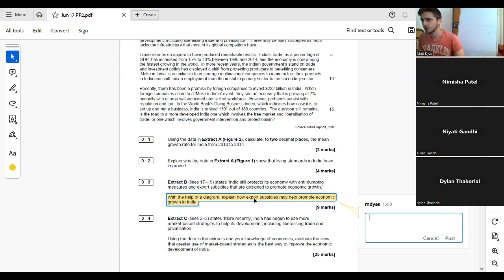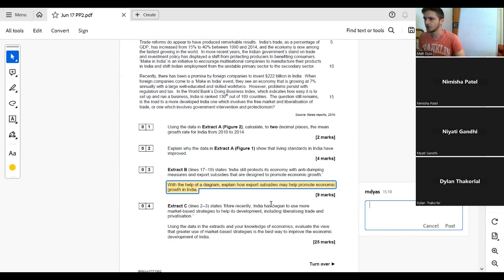So the mark scheme makes it pretty clear that you can do either. There are actually three diagrams they would accept for this question, and one of them was subsidy. So even though it's a macro paper, you could do the micro subsidies diagram here and still get the marks as long as you explain yourself very well. But we're going to focus on how aggregate demand and aggregate supply fits into this.